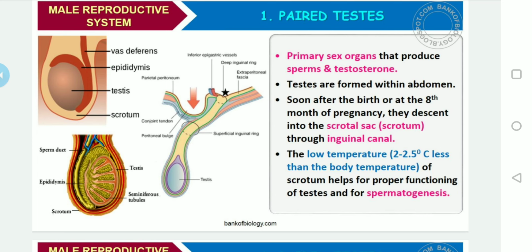In adults, each testis is oval in shape, with a length of about 4 to 5 centimeters and a width of about 2 to 3 centimeters.